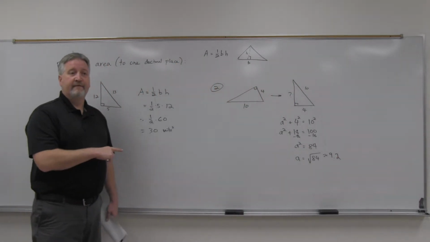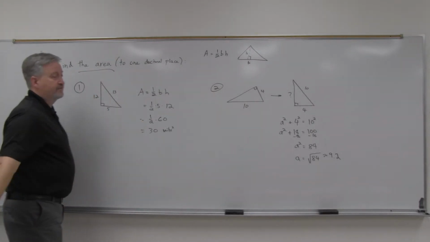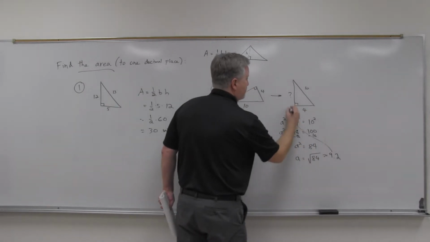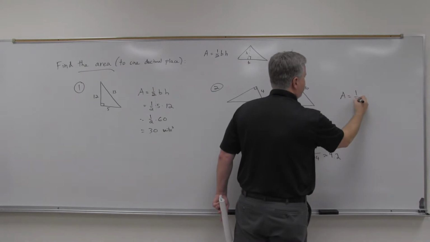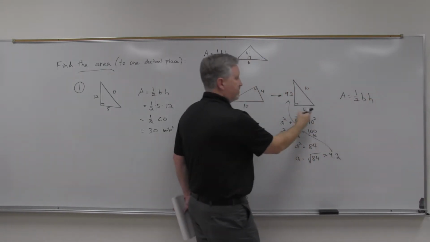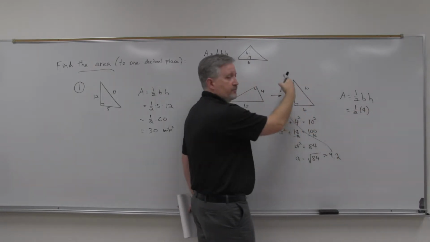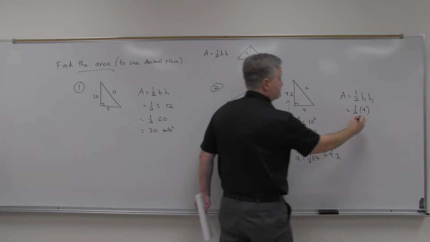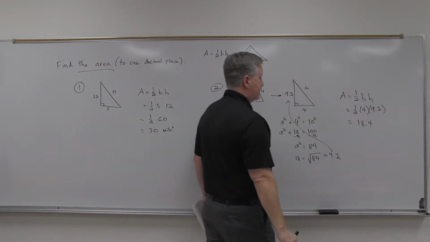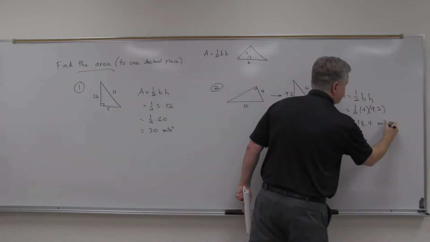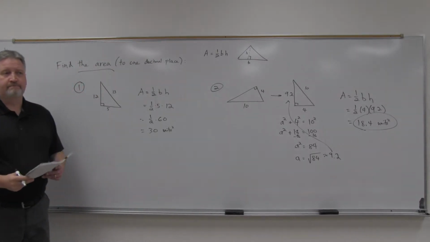Everybody with me there? So now, the goal was to find the area of the triangle. Since this one's now 9.2, what's the area of the triangle? Well, it's 1/2 the base times the height. The base here is 4, and now I can use the 9.2 as the height. With me there? That'll be 18.4, I believe. Units squared, whatever they are. Is that okay? Everybody with me on that? Okay.